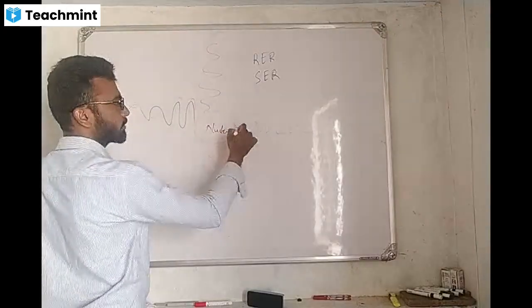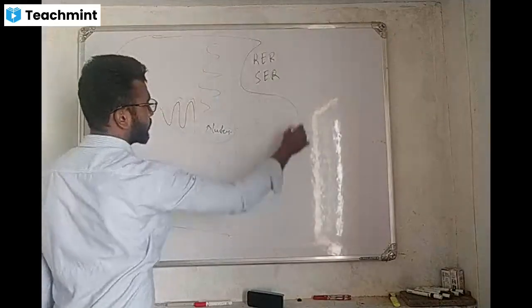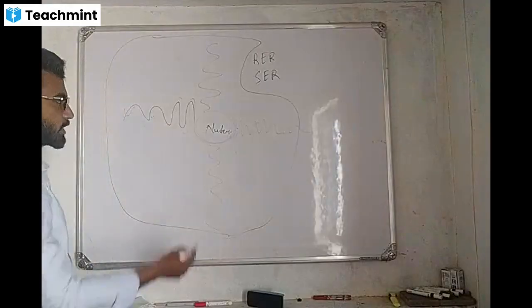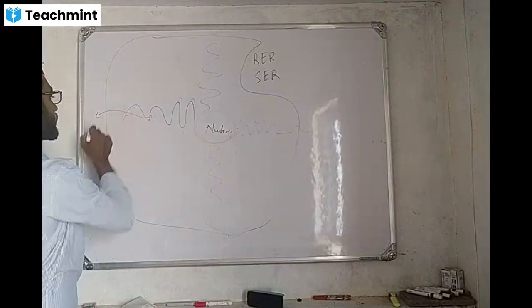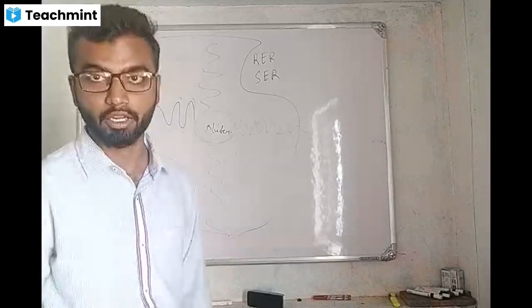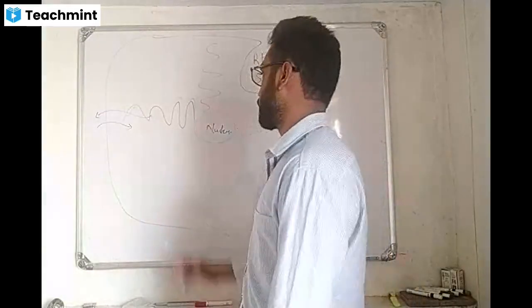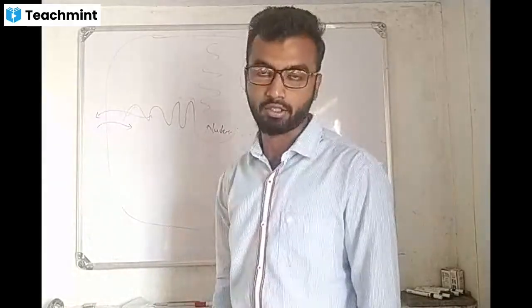So whatever materials come from the nucleus, this is the whole cell consideration. Whatever the waste materials are, it takes out of the cell, and it takes in the target material. It is called target material. So this is how the endoplasmic reticulum works.